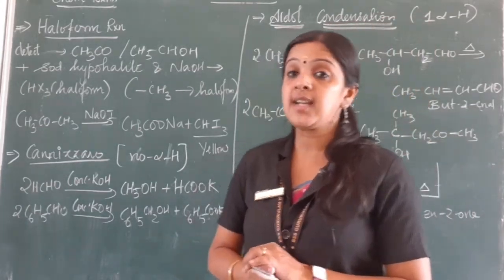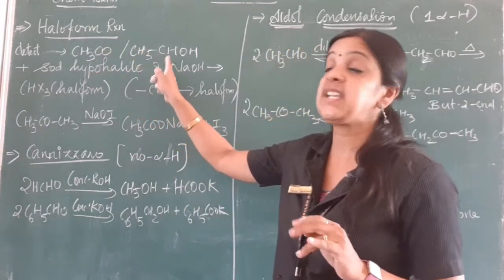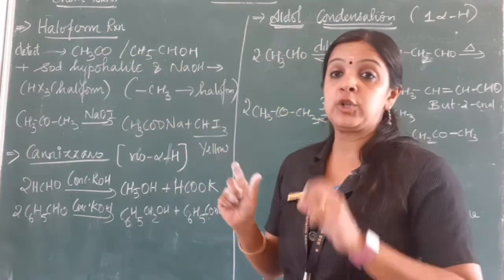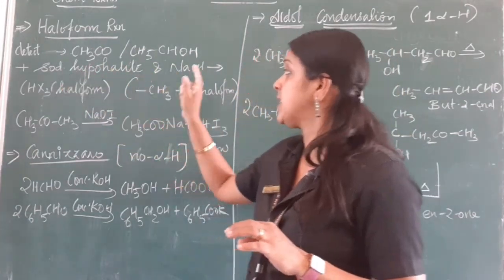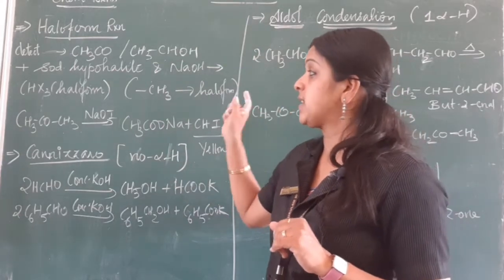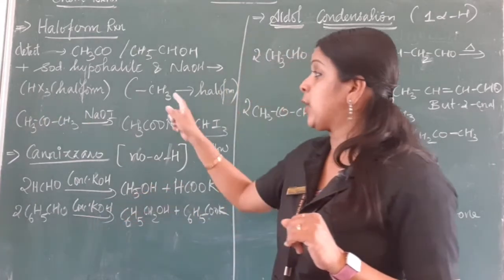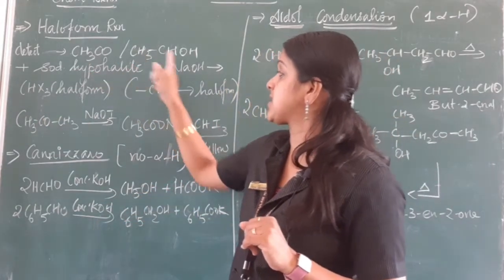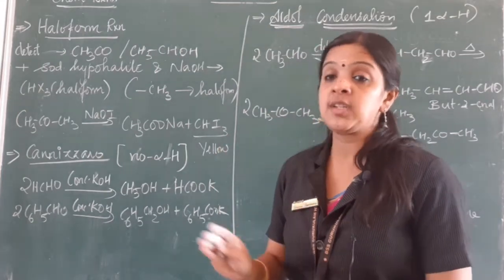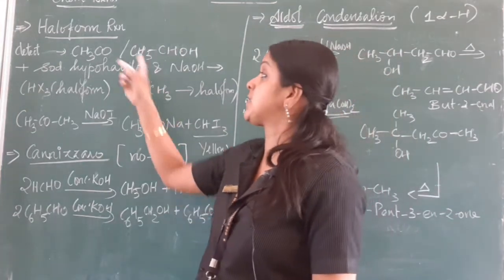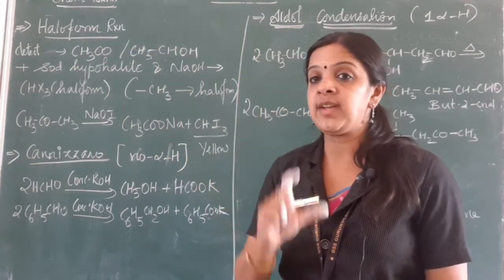That is, aldehydes or ketones which have a CH3CO or CH3CHOH group in their compound, when treated with sodium hypohalite and sodium hydroxide, give a haloform, which is CHX3. Here the CH3 gets converted to a haloform. So this is called a haloform reaction, and it is used to detect the presence of a CH3CO or CH3CHOH group in the given compound.